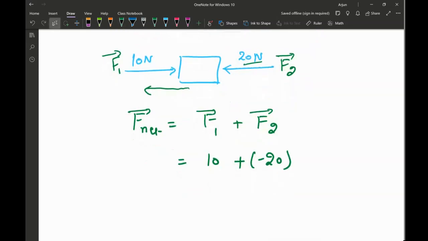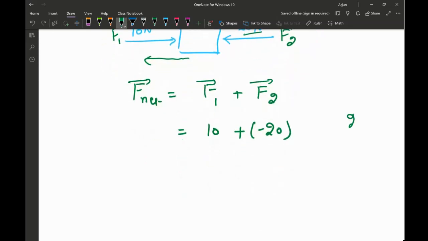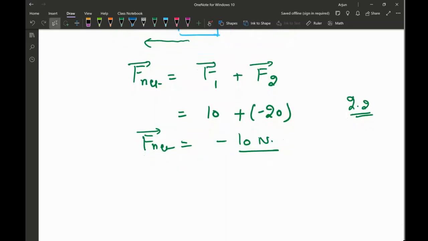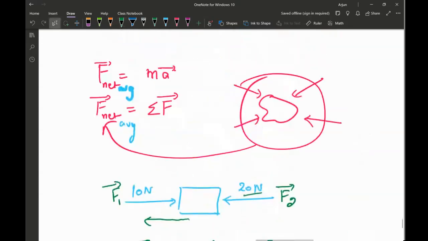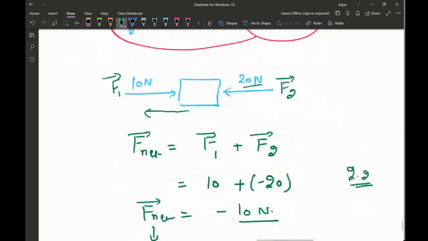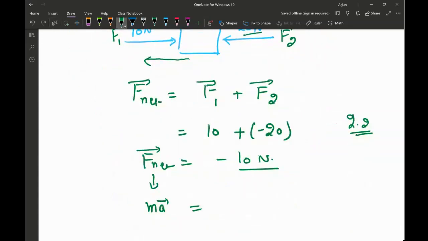Same, I'm using the concept of vector from chapter 2.2. That's the concept I'm using. So the net force will come out to be equal to negative 10 Newton. That is the net force. And net force, if I wanted to simplify it furthermore, net force is also equal to ma. That's the formula which I wrote at the beginning. So that's the formula. I'm going to write it here. This is equal to negative 10 Newton.